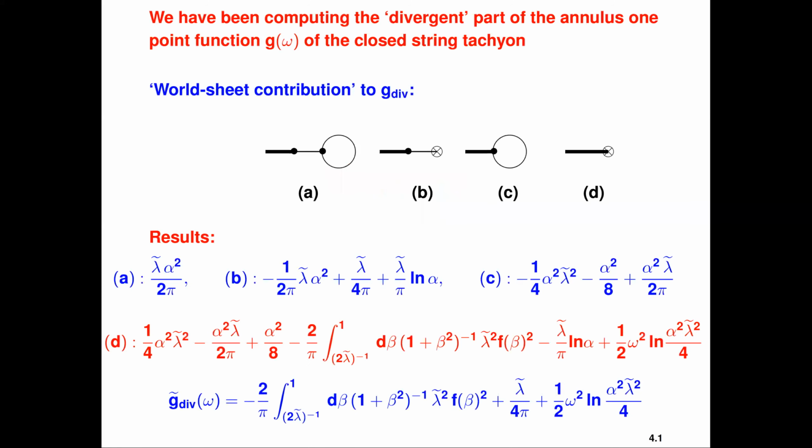Okay, so let me begin by recalling where we were yesterday. So you have been computing the divergent part of the annulus one-point function, appropriately normalized, of the closed string tachyon. And here I should just clarify what exactly one means by divergent part. Here by divergent part, I will mean anything that has not been included in the finite parts.